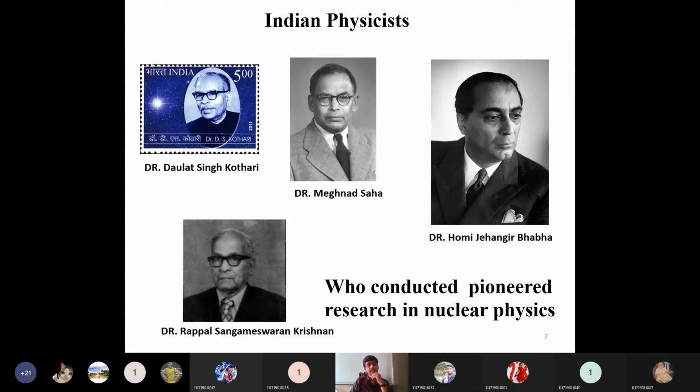He was a scientific advisor to the Ministry of Defence, Government of India, from around 1948, and served for about 20 years. The Kothari Fellowships are named after him. He has the distinction of having received both the Padma Bhushan and the Padma Vibhushan.